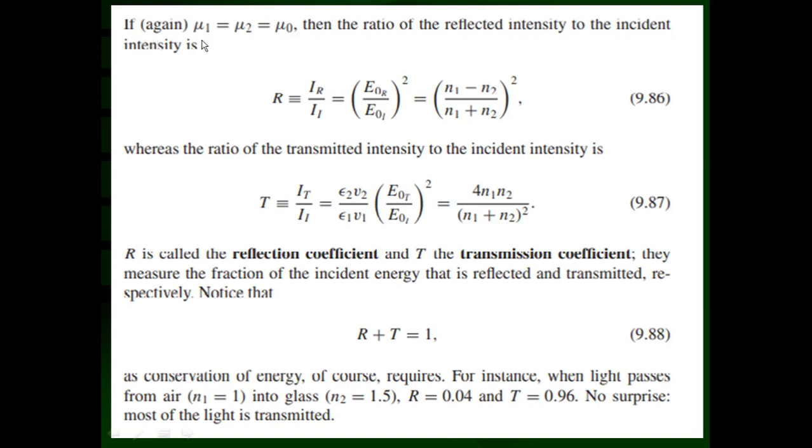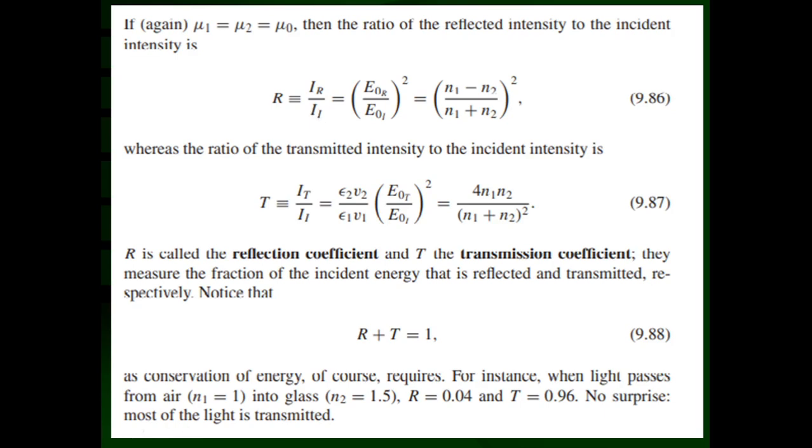If again mu1 is equal to mu2 is equal to mu0, then the ratio of reflected energy intensity to the incident is given by the coefficient R, which is equal to the ratio of reflected intensity, IR, upon incident intensity, II.